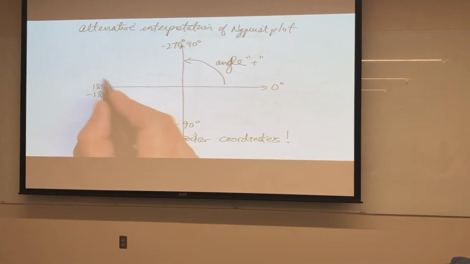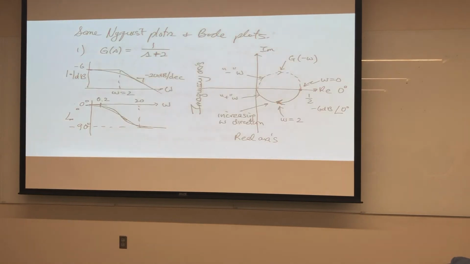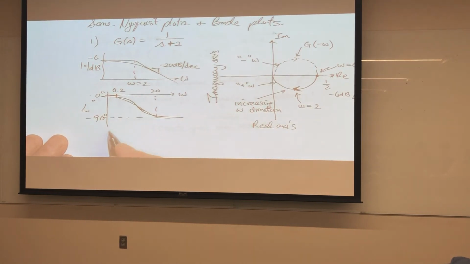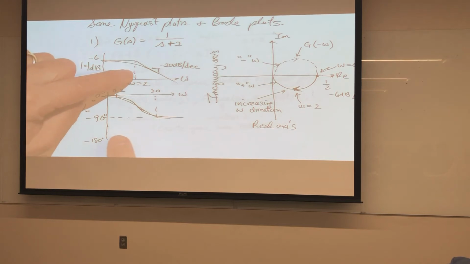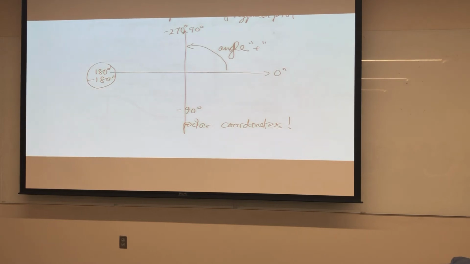So notice here, 180 and plus 180 and minus 180 are the same thing. So that's another difference between the Nyquist plot and the Bode diagram. On the Bode diagram, negative 180 degrees is down here, and plus 180 degrees is up here somewhere, and it looks like two different lines. And so there's some ambiguity there, some confusion. But in a polar plot, minus 180 and plus 180 are the same thing.